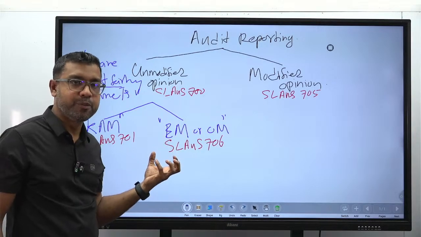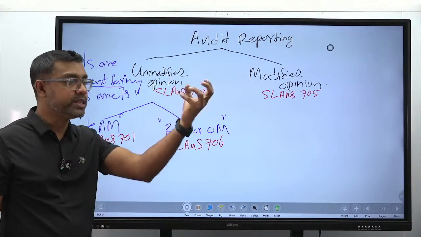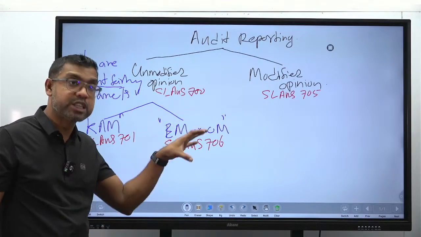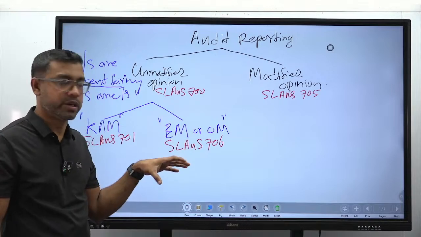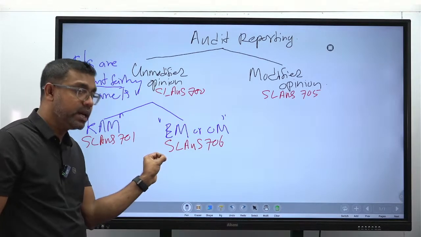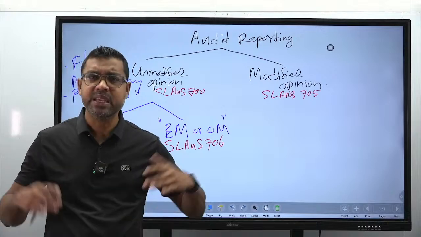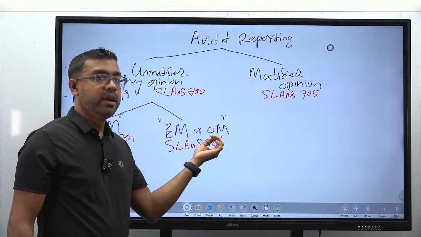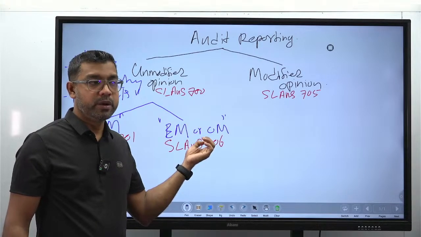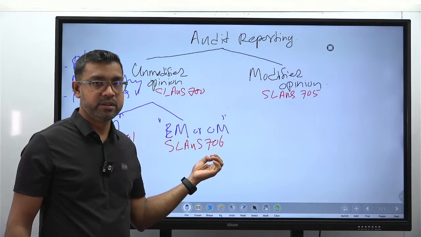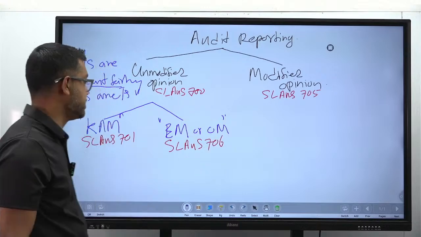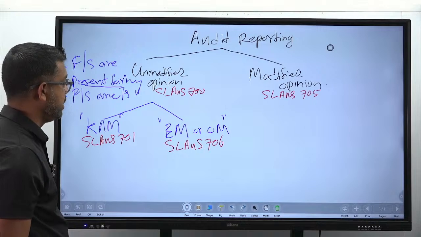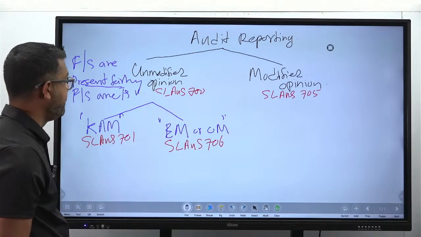Emphasis of matter paragraph means you will bring users' attention to something that you have already explained in your financial statements under notes. So you are bringing users' attention to that particular note. Other matter paragraph means something has not been explained in the notes, but still you believe it's principally required to bring users' attention to that particular matter, fundamental to users' understanding. So then you will include these, SLAUS 706, emphasis of matter and other matter paragraph.